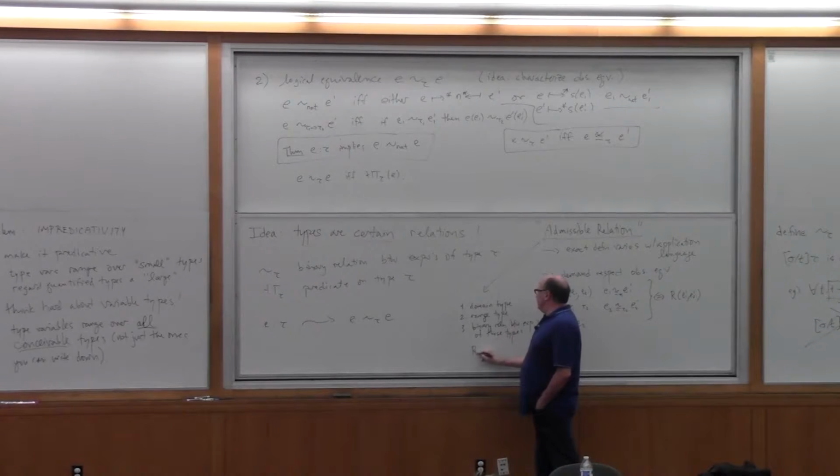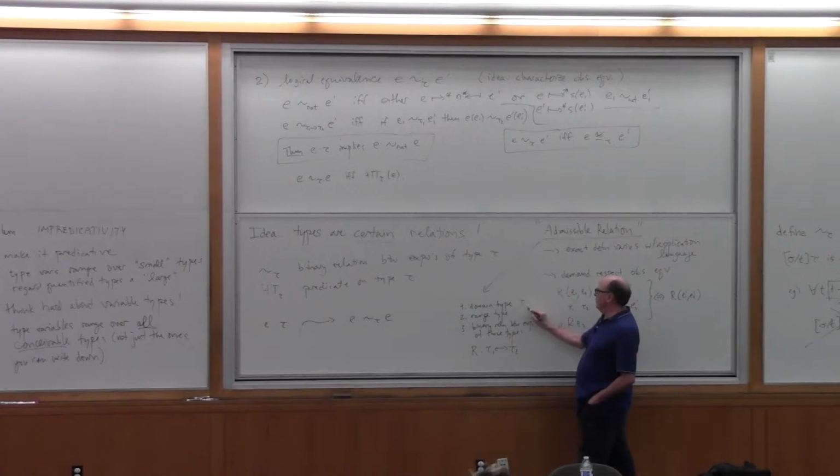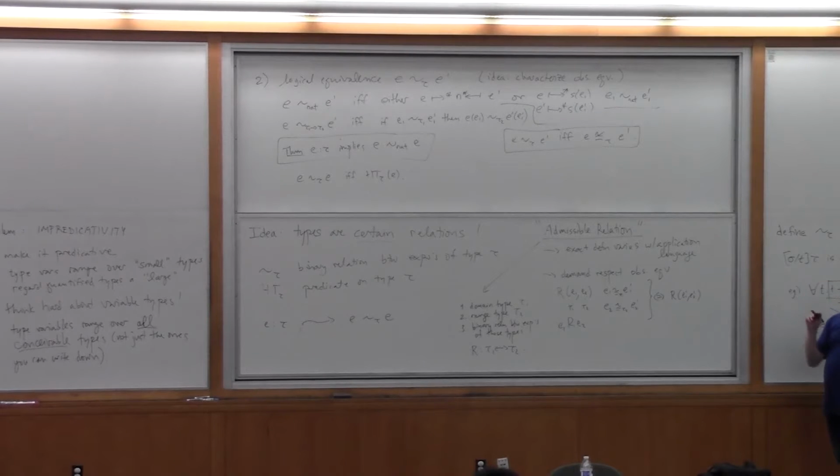I will write that as R relates tau 1 to tau 2, if this is tau 1 and that's tau 2. Such that I want respect for observational equivalence. That's the thing I want. For technical reasons, which I'm going to develop in a moment, I'm going to need an additional condition on admissibility for the purposes of the proof. And then when I'm done with the proof, we'll see that the additional condition actually isn't additional anyway. Okay, good. All right, so that's my notion of admissible relation.